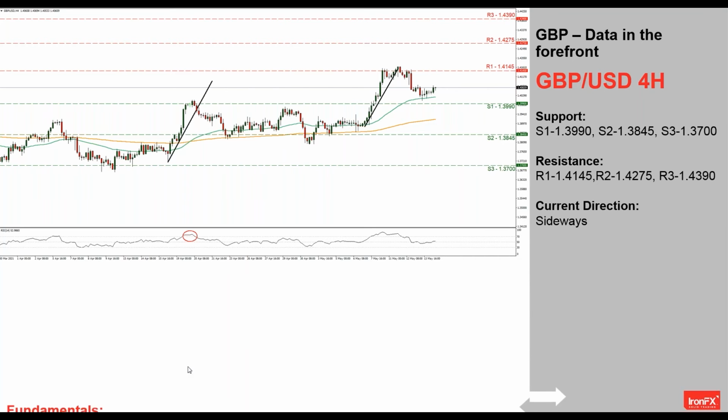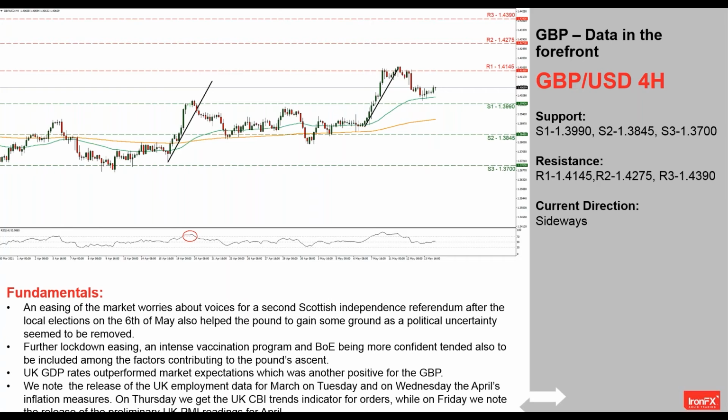Moving to the pound's fundamentals. Now, the pound rose above 1.41 for the first time since February at the beginning of the week, with cable also being supported by USD weakness.